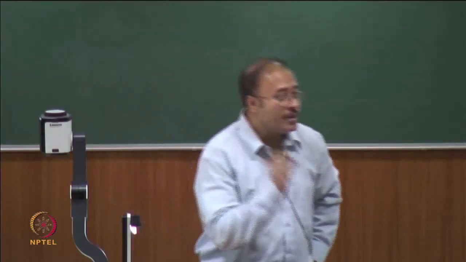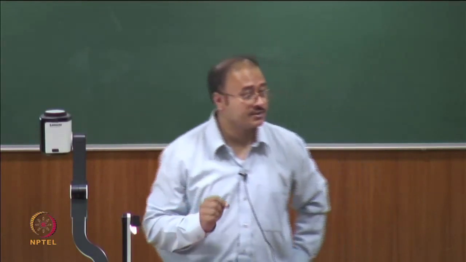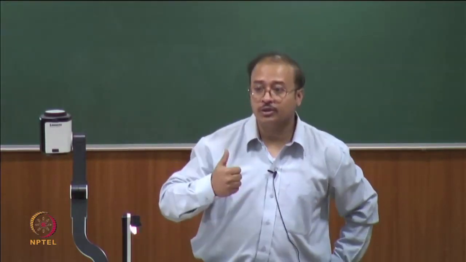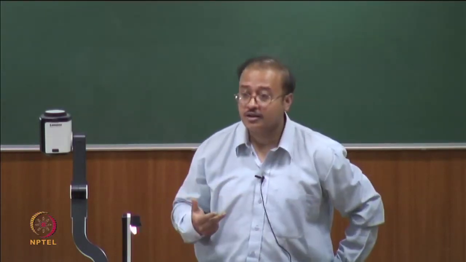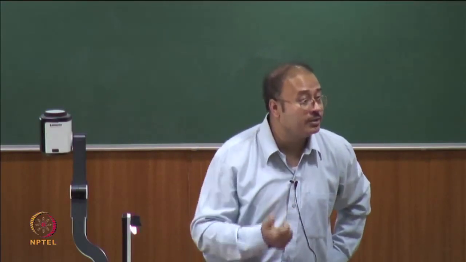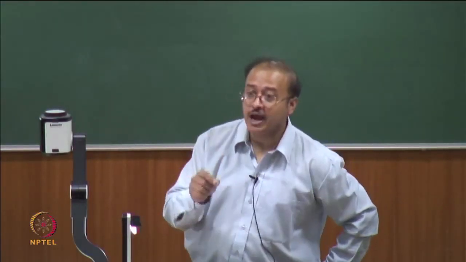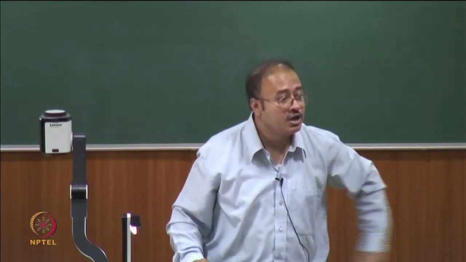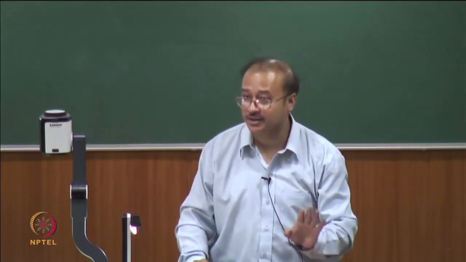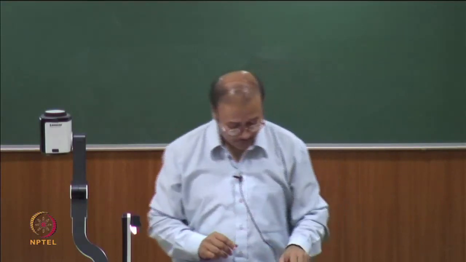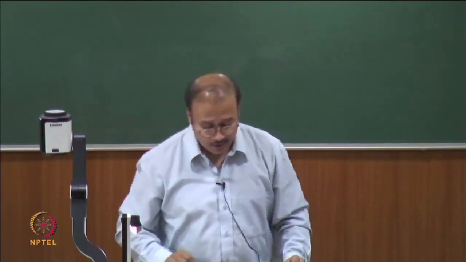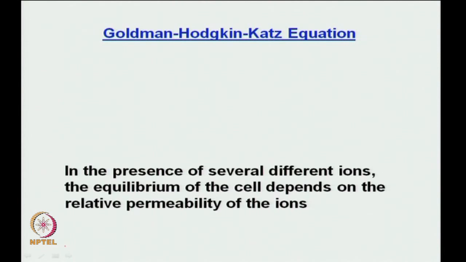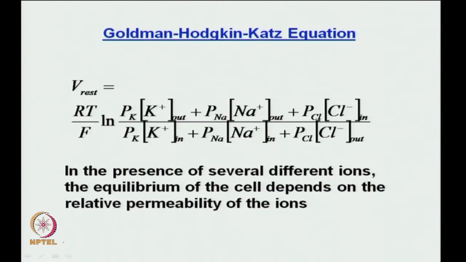But think about this, your membrane would not be equally permeable to all these ions, right. So, when you are trying to develop a very robust equation, you have to bring in some sort of accountability in terms of permeability. That means your equation should have the permeability of the respective ion through the membrane, as simple as that. You have to account for the extent to which the membrane allows an ion to go through at any given time. This is what the three scientists, Goldman, Hodgkin and Katz, developed. In the presence of several different ions, the equilibrium of the cell depends upon the relative permeability of the ions, and this is what it comes to.